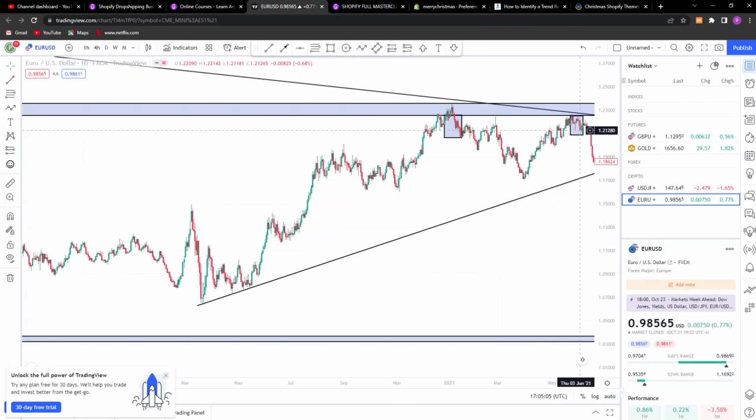But from here, you'll be like, okay, price is actually heading down. Don't sell here. Do not sell here. Because price can come and test this trend line and push back up and kick you out.